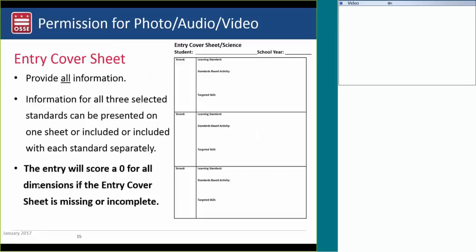Entry cover sheet. Okay, after we get through with those housekeeping forms, performance dimension determination, parent validation, administrator validation, the next piece of paper in your portfolio is going to be the entry cover sheet. And this is a generic rendition of what is available in Appendix B.